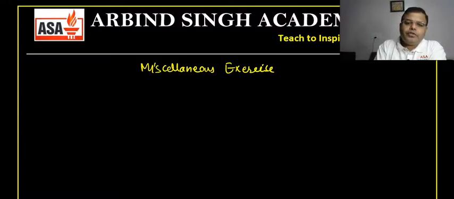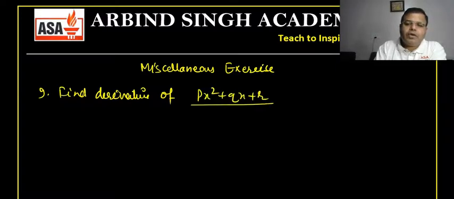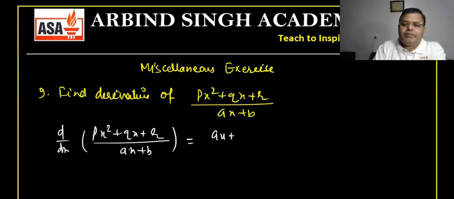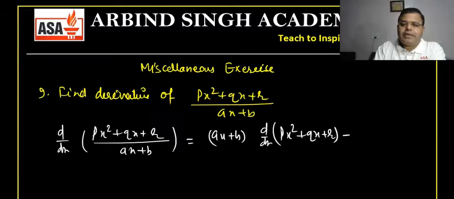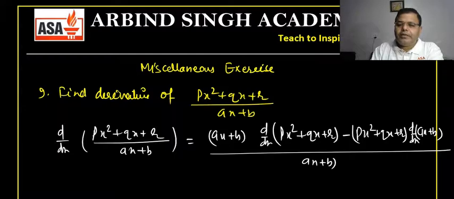Miscellaneous questions. Question number 9 is: find the derivative of (px square plus qx plus r) whole divided by (ax plus b). So we can use the quotient rule: d by dx of (px square plus qx plus r) divided by (ax plus b) will be (ax plus b) into d by dx of (px square plus qx plus r), minus (px square plus qx plus r) into d by dx of (ax plus b), whole divided by (ax plus b) whole square.